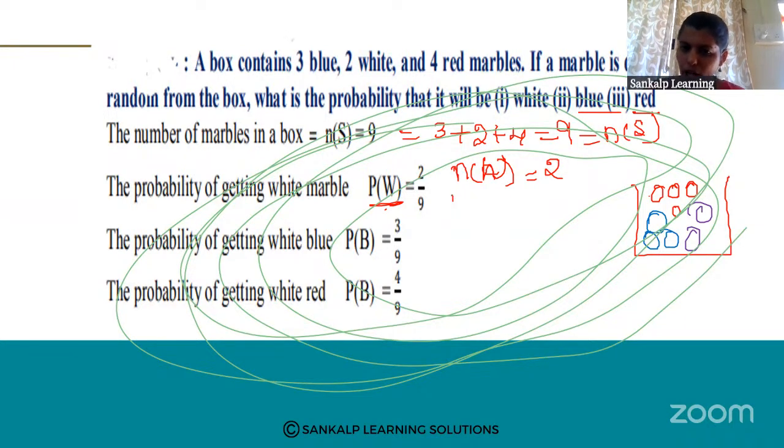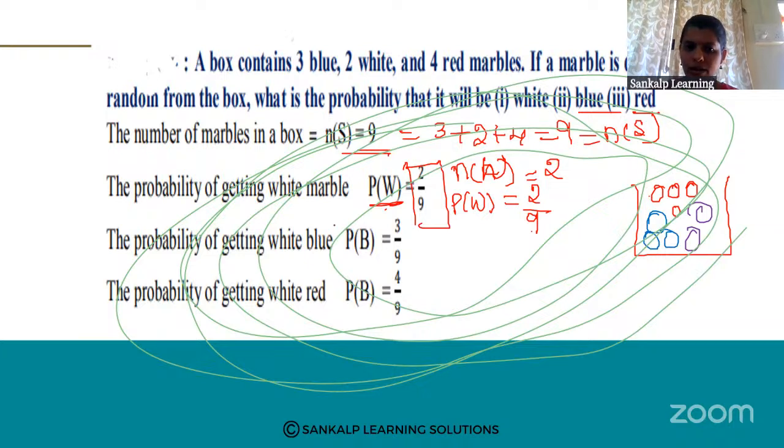So P of w, that is probability of getting white marble, is the number of favorable outcomes, 2, divided by the total number of outcomes, which is 9 here. Therefore, 2 by 9 is the probability of getting white marble, right?